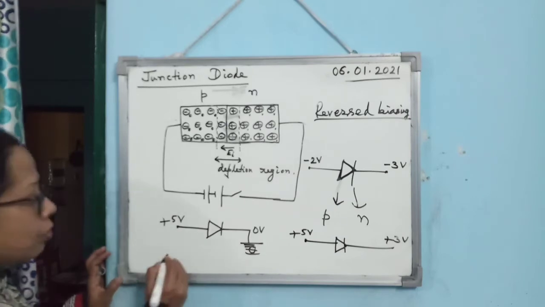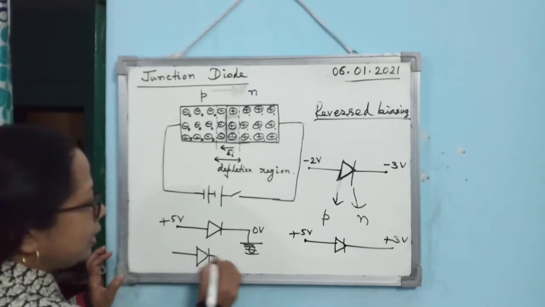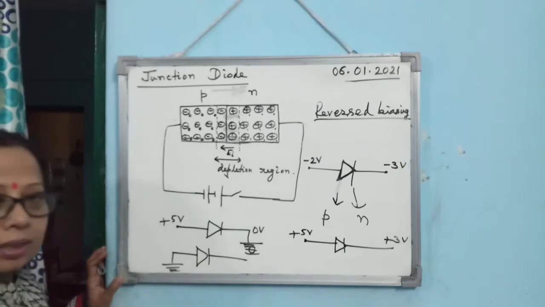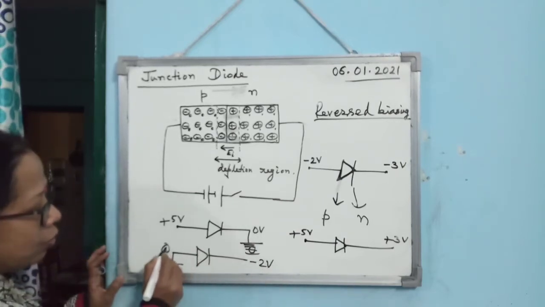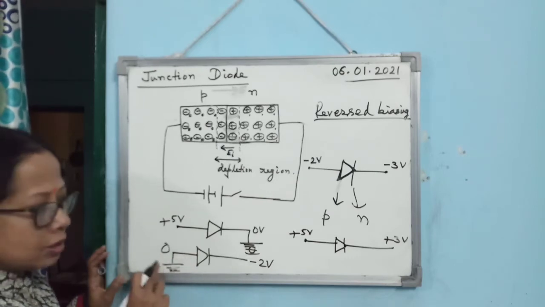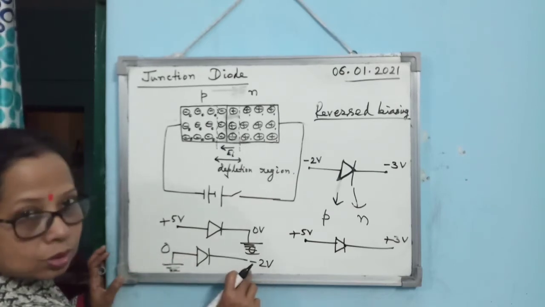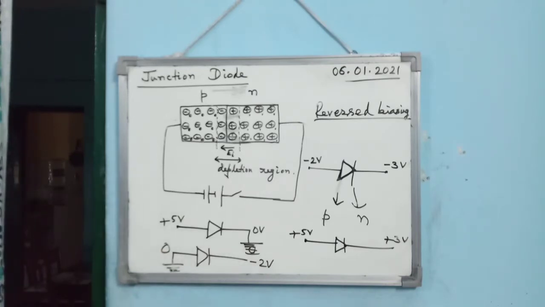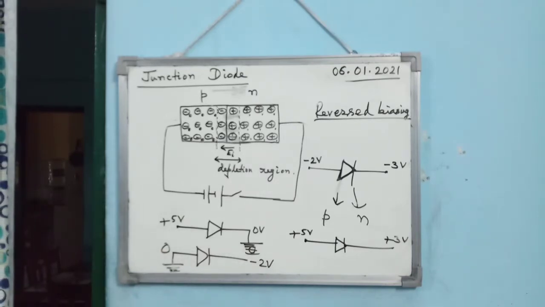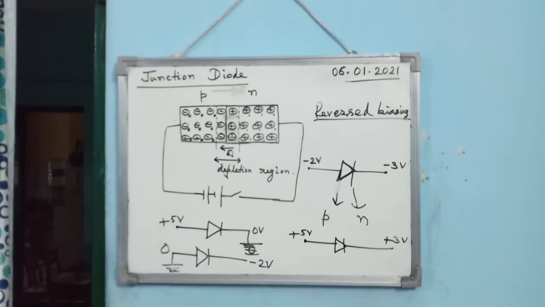Then if the P region is connected to the ground, at 0 volt, and the N region is at minus 2 volt, the P region is at higher potential, so this is also forward biasing. So what is the sense of forward biasing? The P region should be at higher positive potential and the N region should be at lower potential. Then that is known as forward biasing.